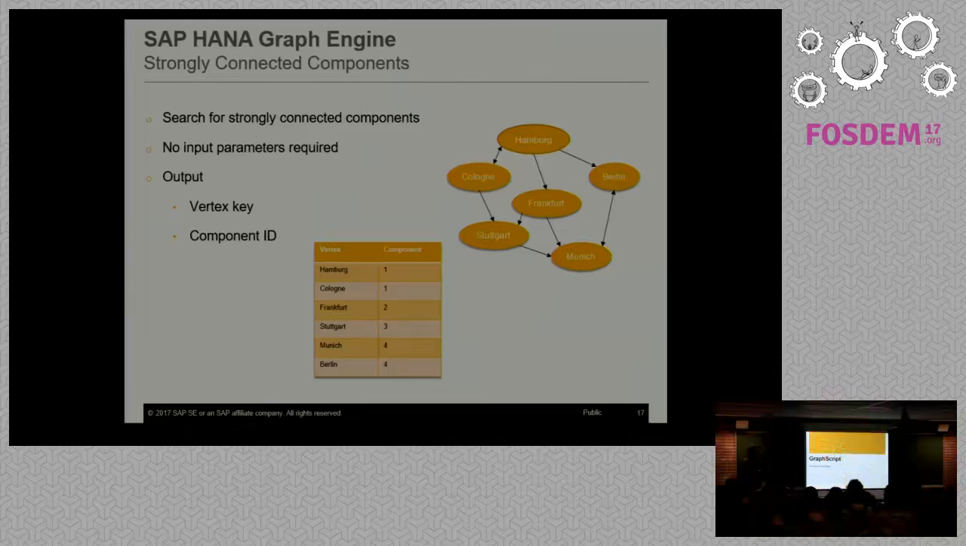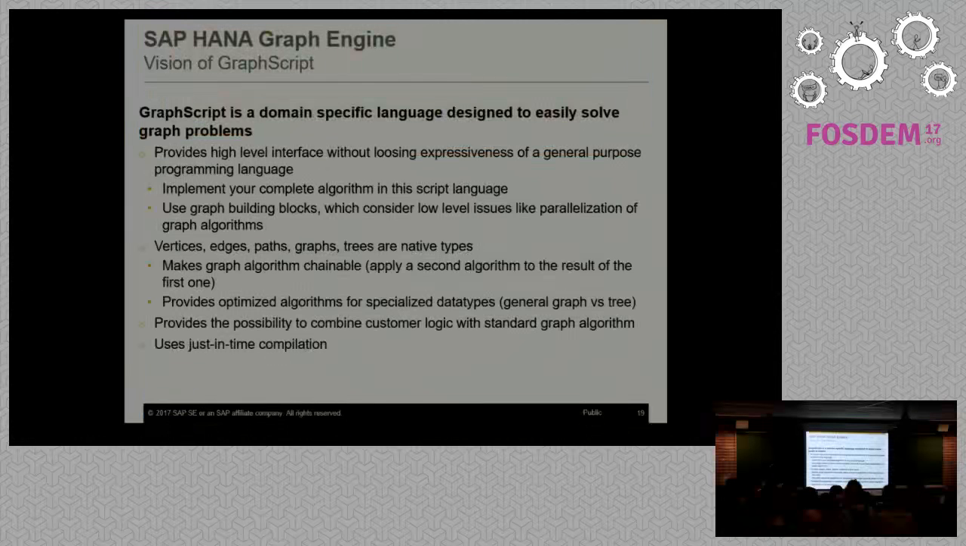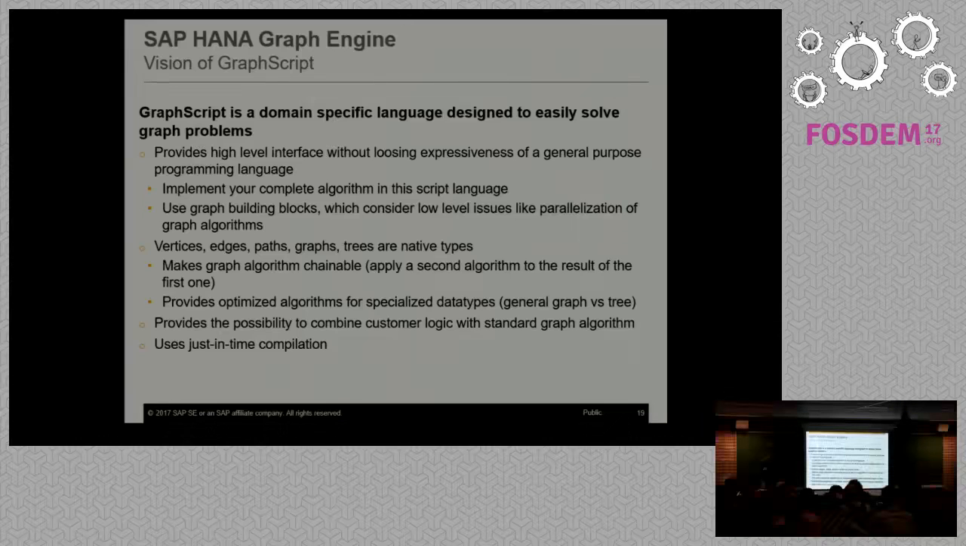Okay, let's talk a little bit about GraphScript. GraphScript is a domain-specific language that is designed to solve graph problems. Here I talk a little bit about the vision, what we want this language to be. It should be a high-level language. You should be able to write your own complete graph algorithm in this language, but we also want to offer building blocks that are graph-specific and deal with low-level concerns. These building blocks can be typical standard graph algorithms.